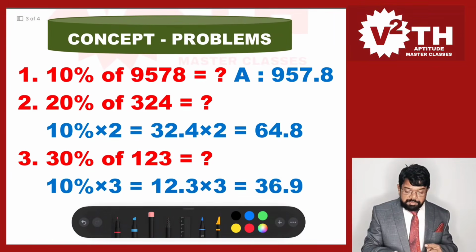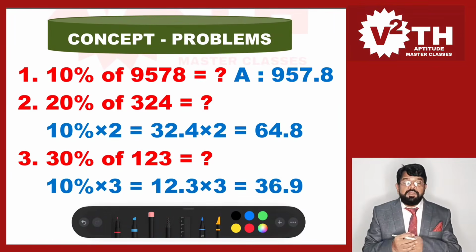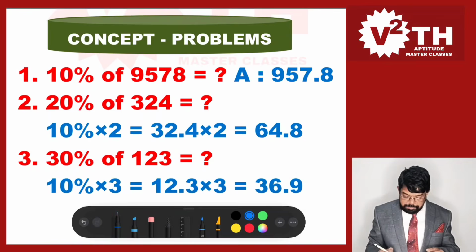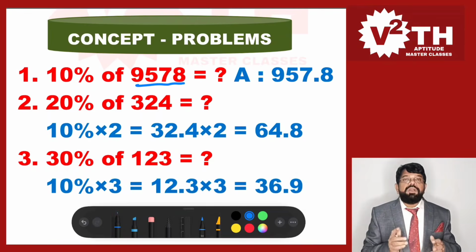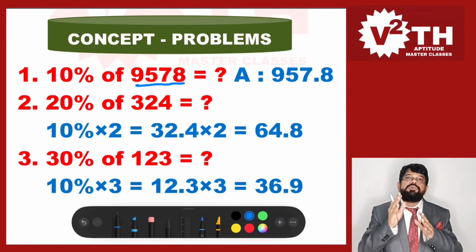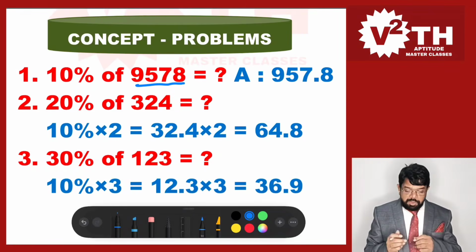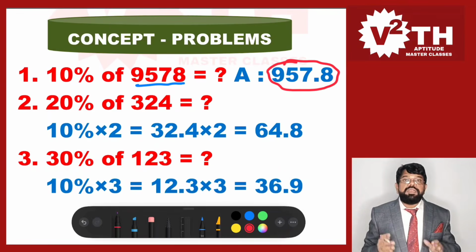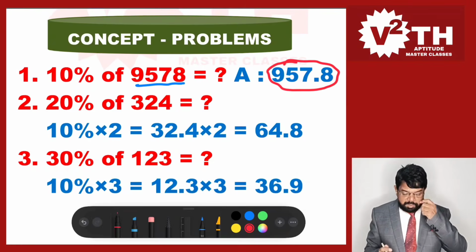So concept problems I will discuss now. Concept problem: how can you calculate 10%, 20%? See the example, you can understand very easily. Now 10% of 9578. What I said? Just place the decimal after the units place value for any value. Here 9578, what is 10% of that value? 957.8. Just place the decimal after the unit place value.